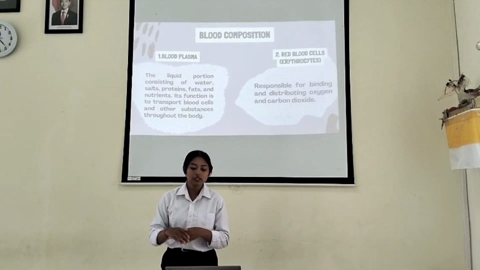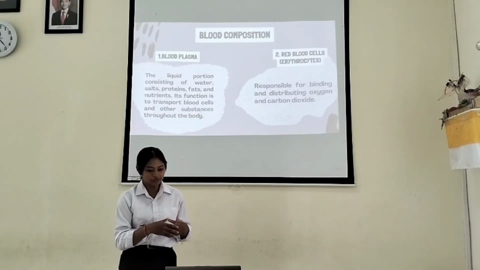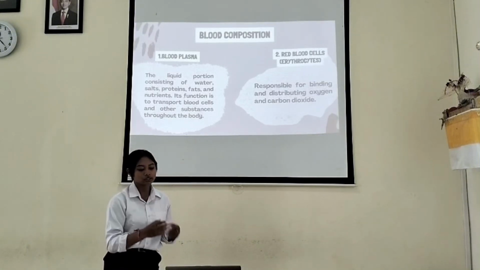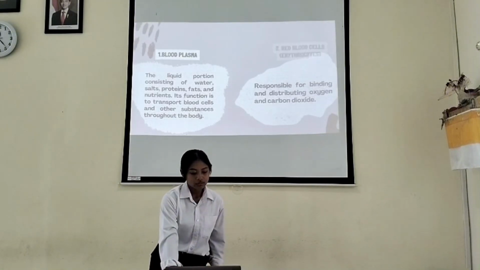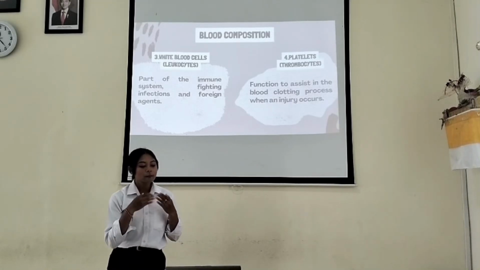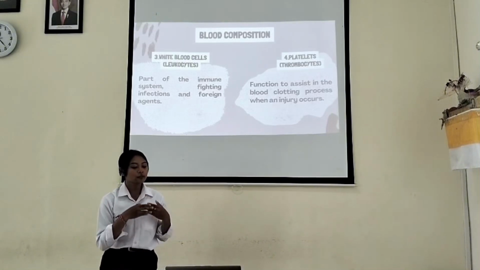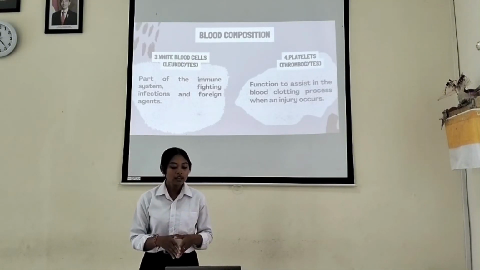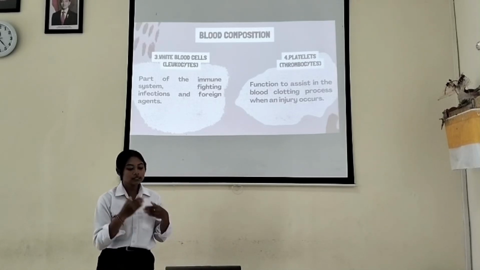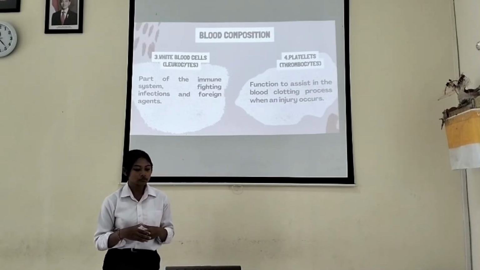The second one is red blood cells or erythrocytes, responsible for binding and distributing oxygen and carbon dioxide. The third one is white blood cells or leukocytes, part of the immune system, fighting infection and foreign agents. And the last one is platelets or thrombocytes, whose function is to assist in the blood clotting process when injury occurs.